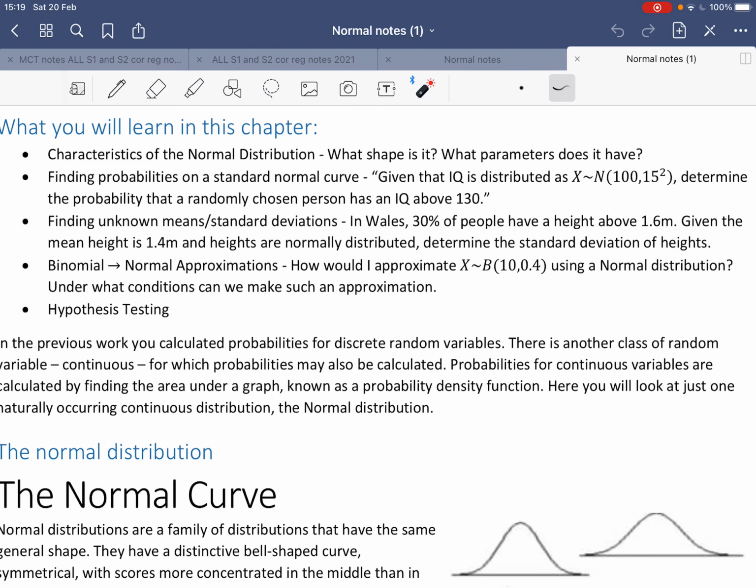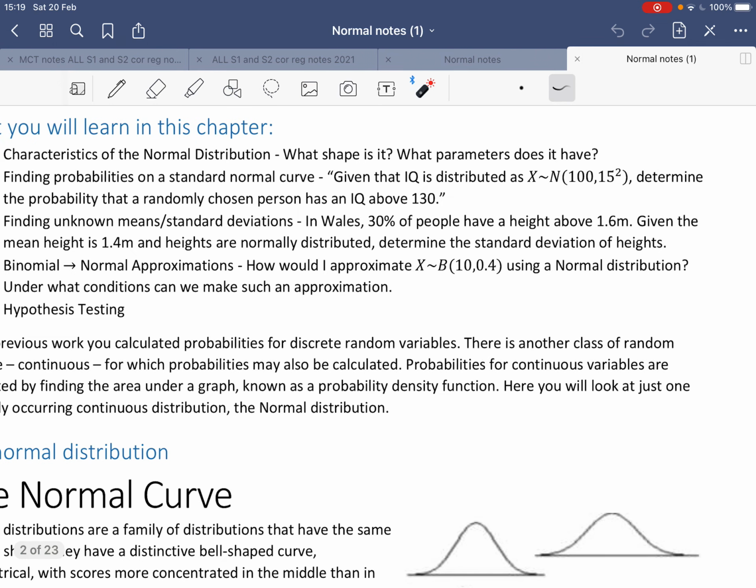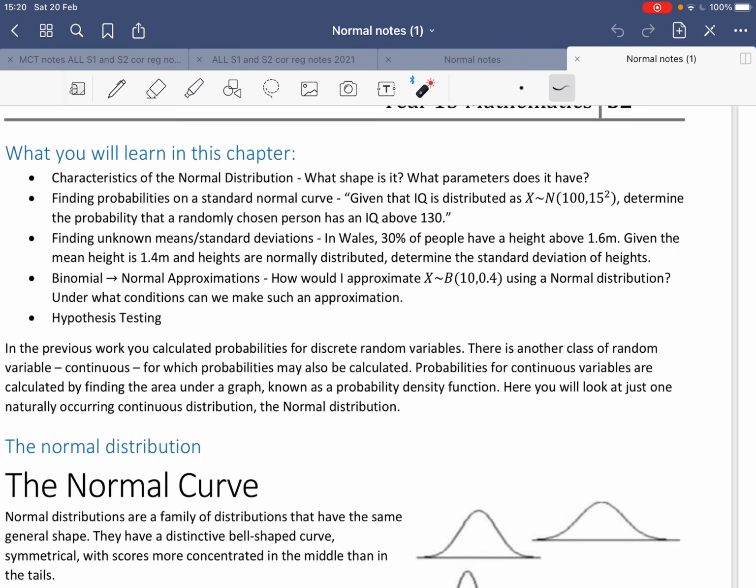For example, given that IQ is distributed normally, X is distributed with a normal distribution. Previously we've only used binomials, so now N for a normal distribution, and these are its parameters, and I'll explain what they are in just a moment. Determine the probability that a randomly chosen person has an IQ above 130. That's where we're going to get to, and you can have a read through that.